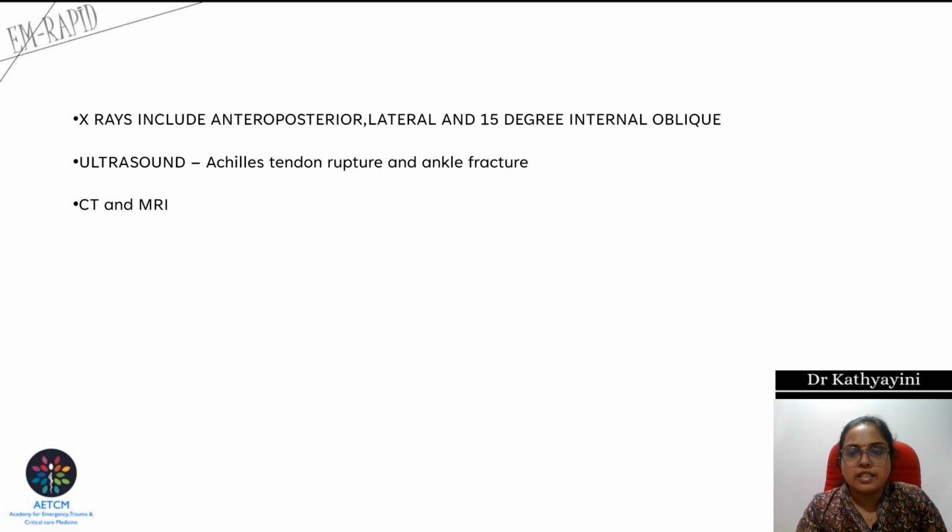The common X-ray views include the anteroposterior, the lateral and the 15-degree internal oblique views. And again, ultrasound also has a role in ankle injuries. Ultrasound helps us in looking for Achilles tendon rupture, where we can look at the continuity of the Achilles tendon, and also an ankle fracture. The continuity of the bony cortex can be checked with ultrasound, so we can use it in diagnosing Achilles tendon rupture and ankle fracture.